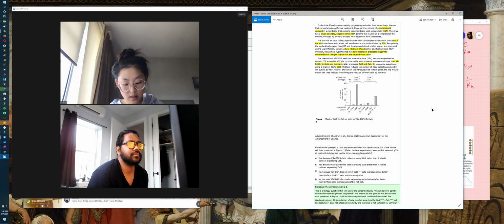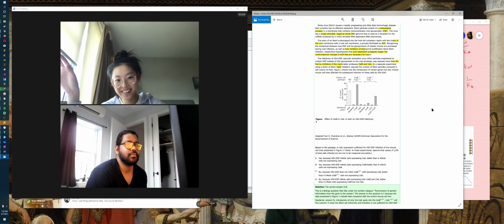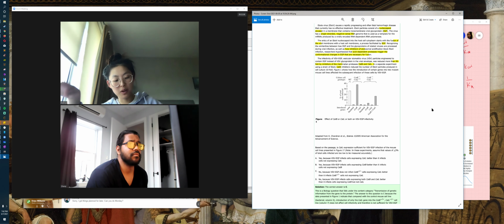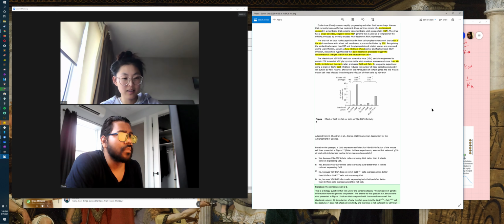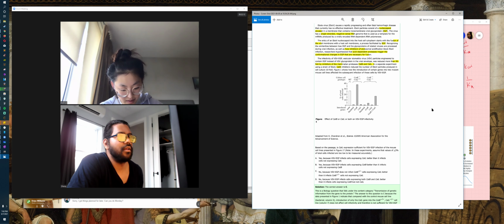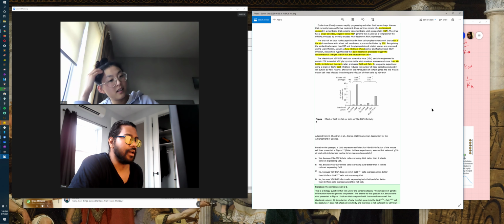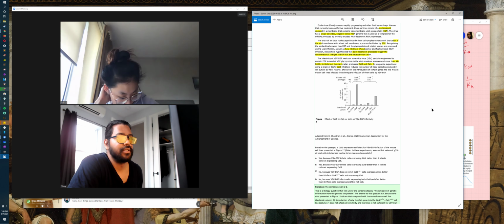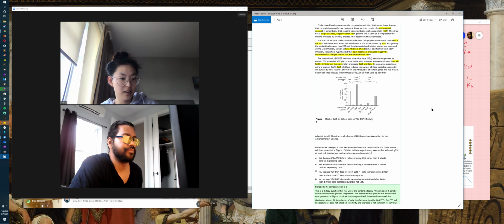Okay, got it. I see. So one more question. With the brackets and the cat B notation with the plus minus sign, what does it mean? Does it always mean this cell can't make something, like cat B negative? Yeah, negative, it's a knockout of the gene that makes cat B, for example.